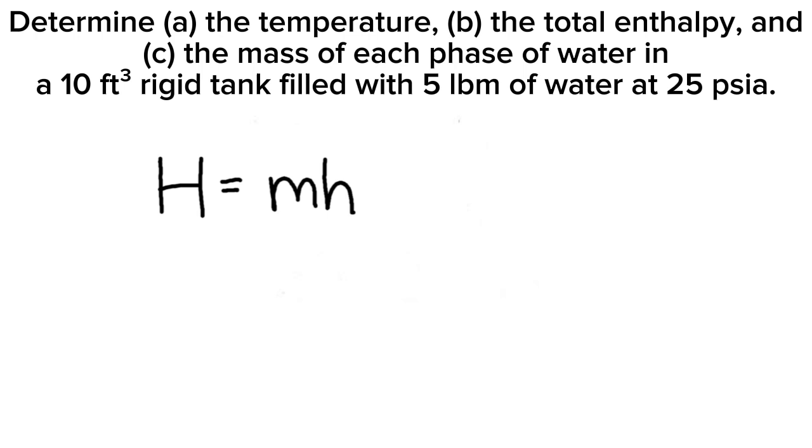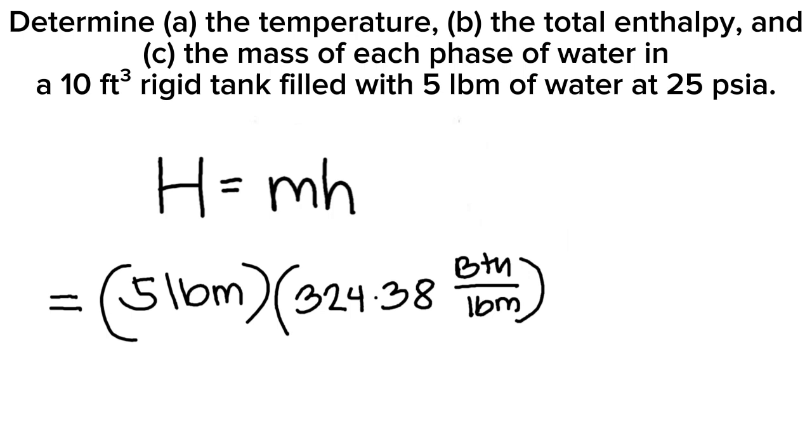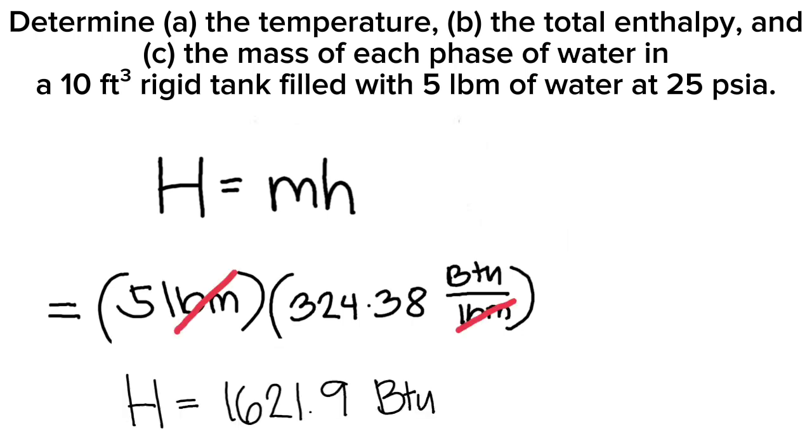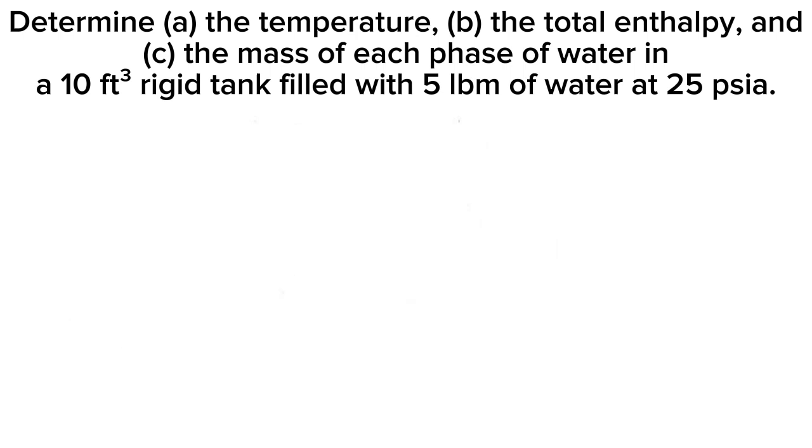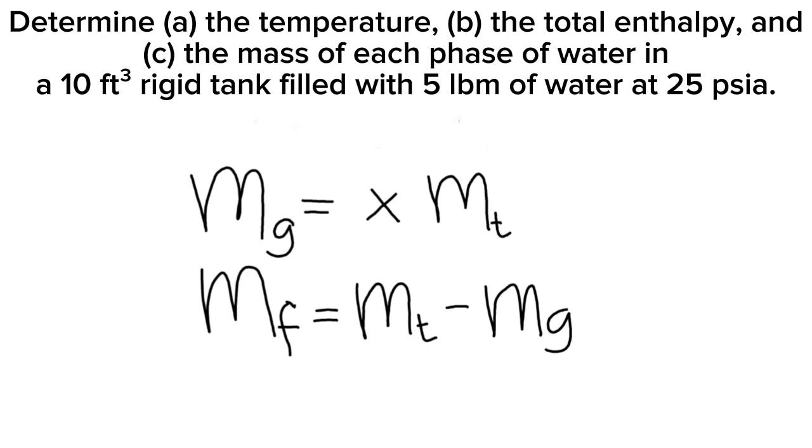We can now solve for the total enthalpy using this formula, and our mass is 5 pound mass multiplied by the specific enthalpy, which is 324.38 British thermal units per pound mass. Cancel out the units, and our total enthalpy is 1621.9 British thermal units. We can now solve for the mass of each phase of water using these two formulas.